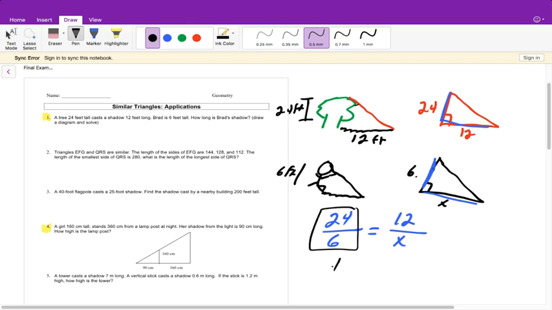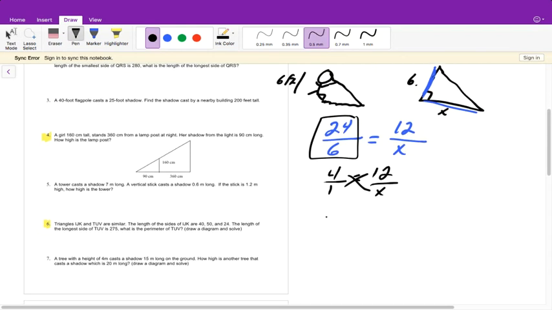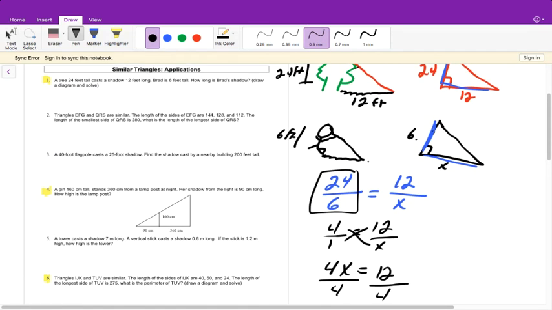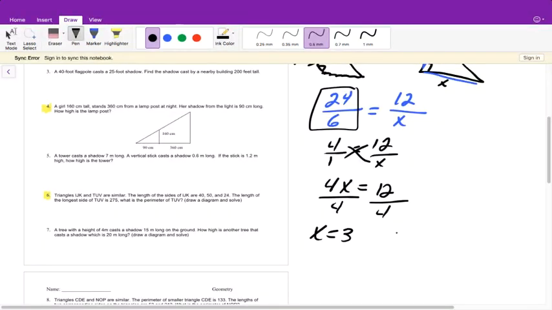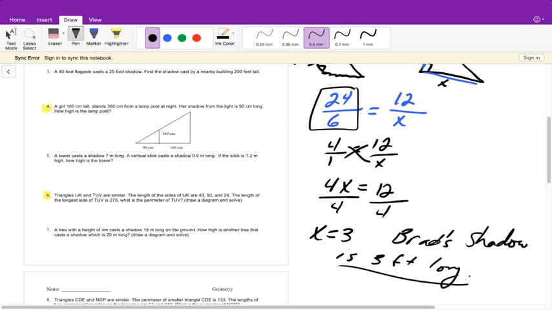24 over 6 reduces to 4 over 1, and this is equal to 12 over x. We then cross multiply, so 4x is equal to 12, divide by 4, and x is equal to 3. These you do need to write. There's no variable really for you to define. I guess if you define this variable as x is equal to the length of Brad's shadow, it'll be fine. But here we would say Brad's shadow is 3 feet long.